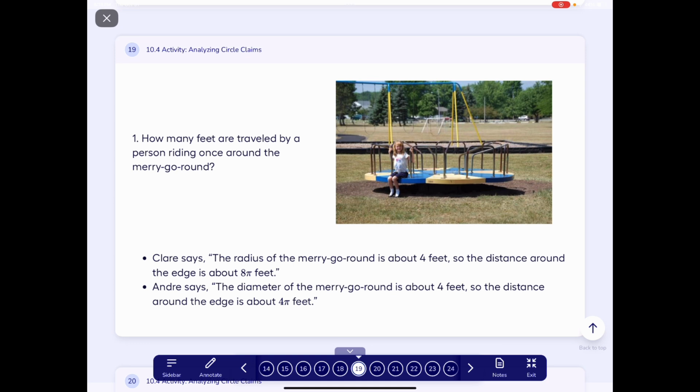Well, if you look at the picture, that little girl is probably closer to 4 feet. So you could probably fit about 2 or 3 of her on that merry-go-round. If she were to lay down and there were her friends, they would go from one end of the circle to the other. So the radius is about 4 feet, not the diameter, which means Claire is correct. The radius of the merry-go-round is 4 feet, and so the distance around would be closer to 8 pi feet and not 4 pi feet.